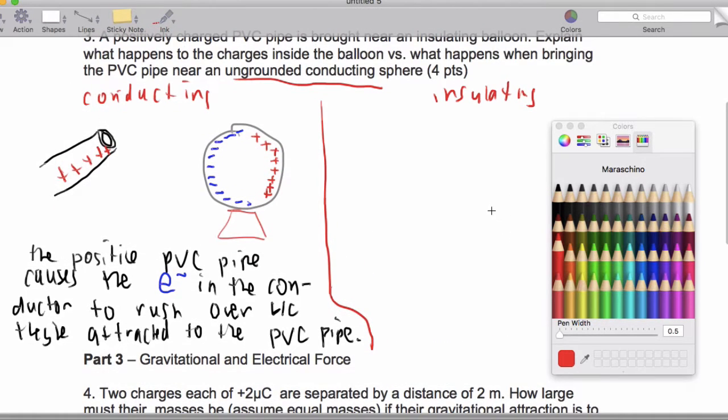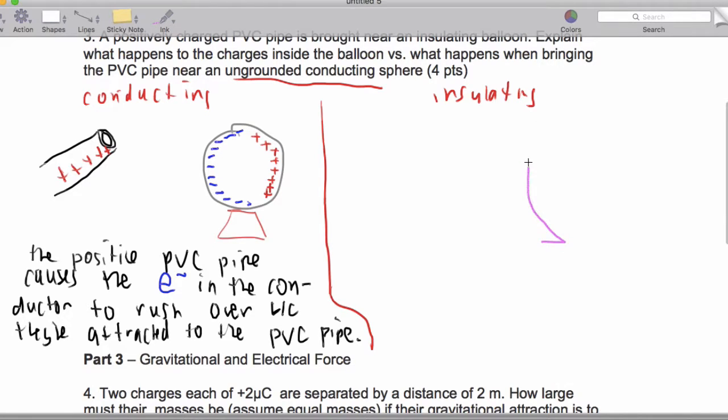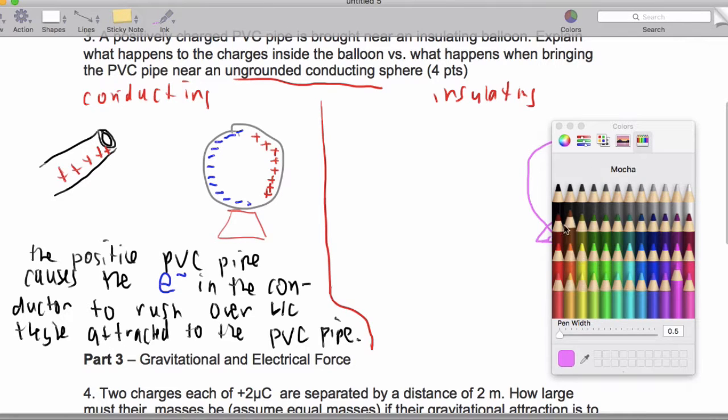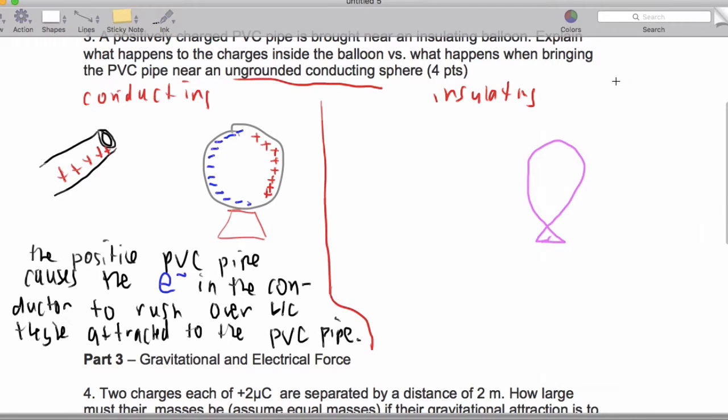Now, with the insulating balloon, there's just a slight and subtle shift that works like this. Essentially, what we have is a balloon. I'm going to give it a nice bubblegum color. So here we go. That's bubblegum color? That's some pretty gross looking bubblegum.